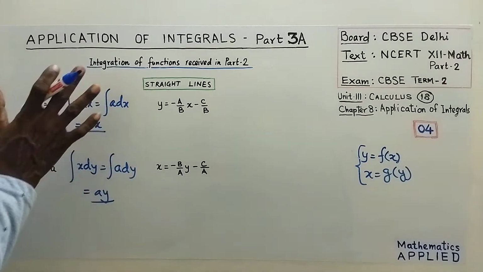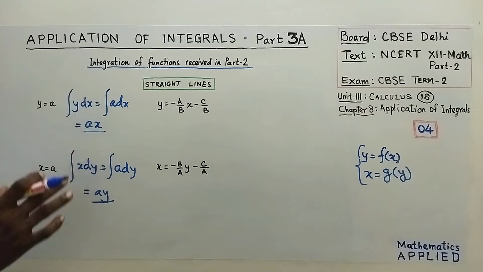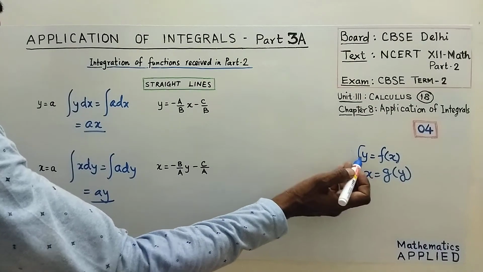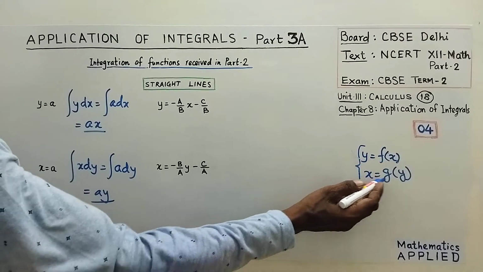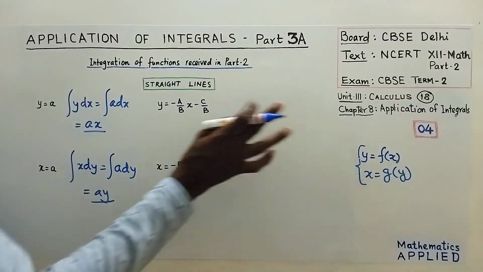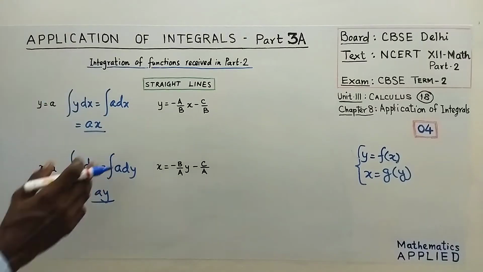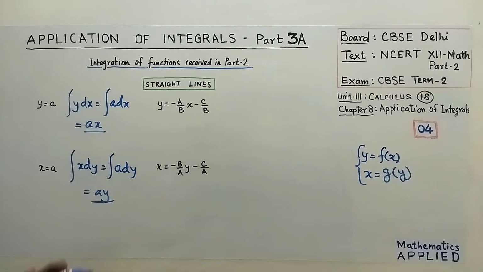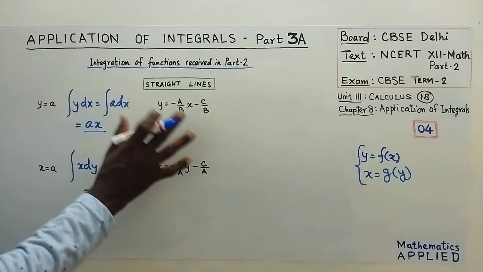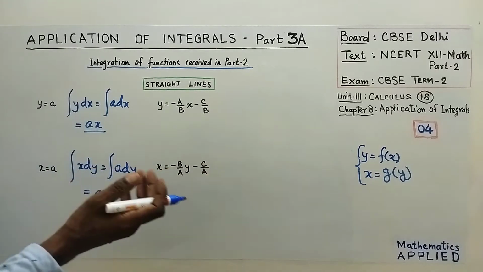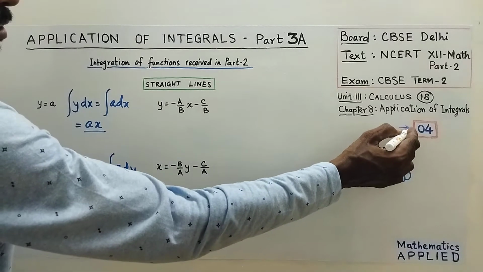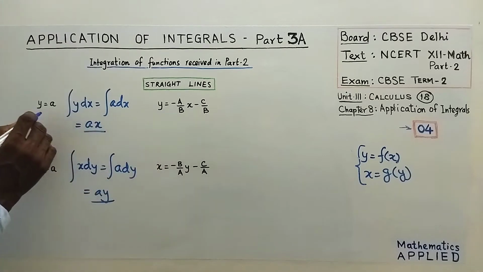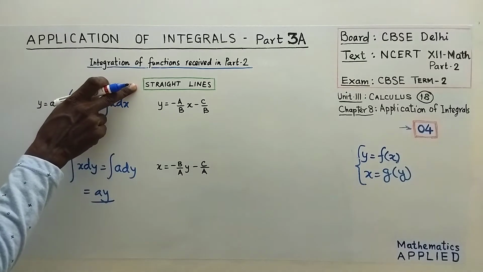So what exactly I am going to do in this third part, that is the A part. We had received some functions, all the straight lines, all the objects, forms. We had y equals f(x) and x equals g(y). We are going to integrate this and see what the output is like. If you know this, you master this, and then solving problems is not a trouble for you. So our target is 4 marks. Please remember that.